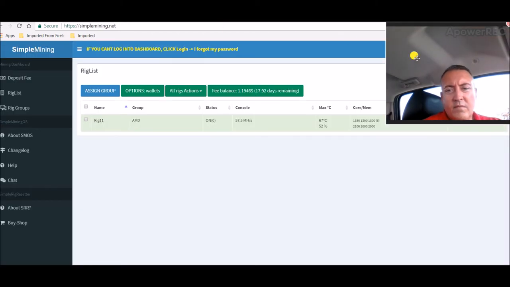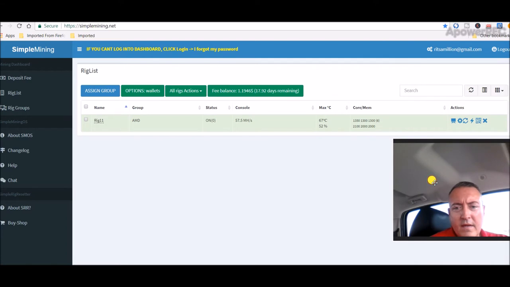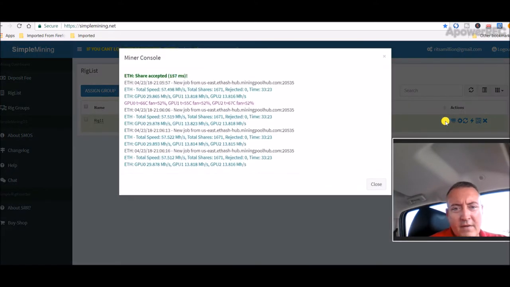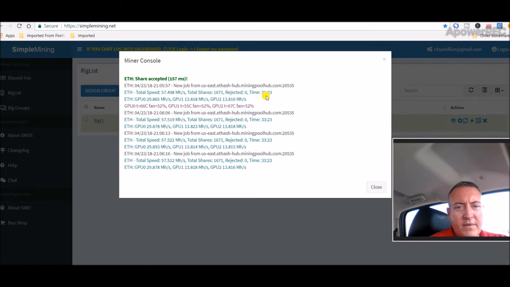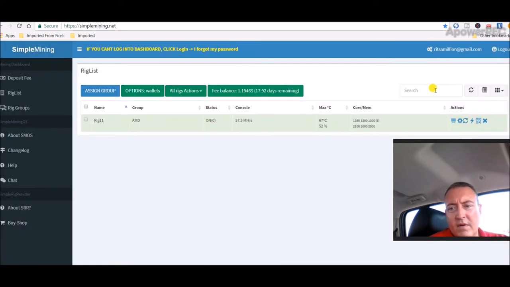So let's look at simple mining real quick. I was getting a minor hangs error with this AMD rig, so I had to continue dropping the overclocks down on it until it finally stopped, and it's been stable now for 33 hours. So I'll show you my overclocks real quick.